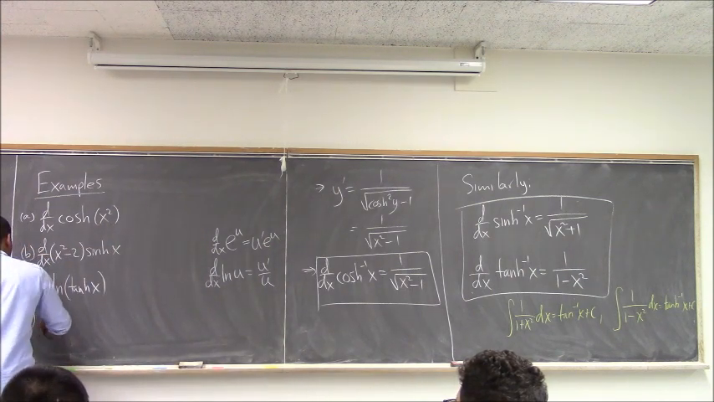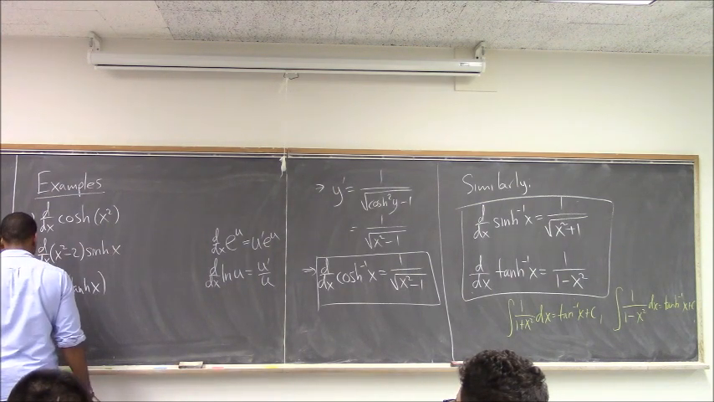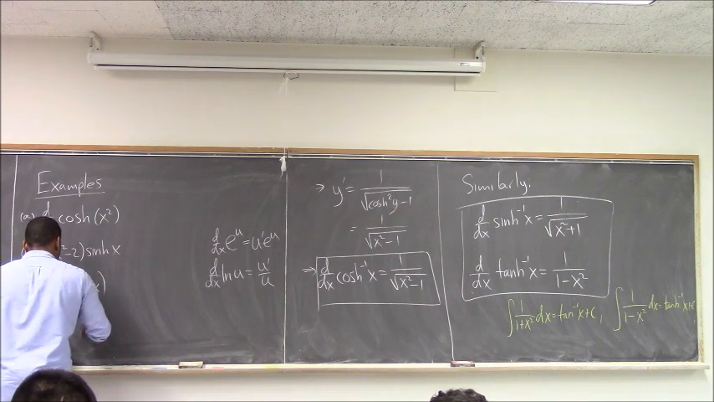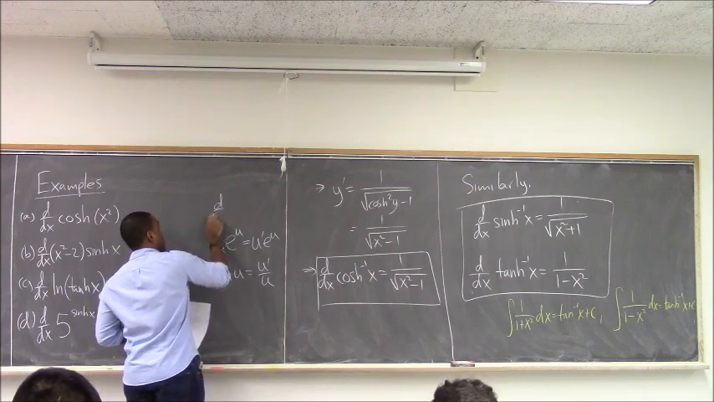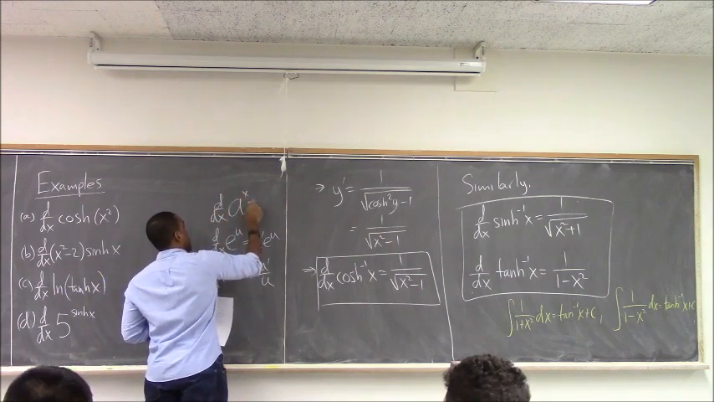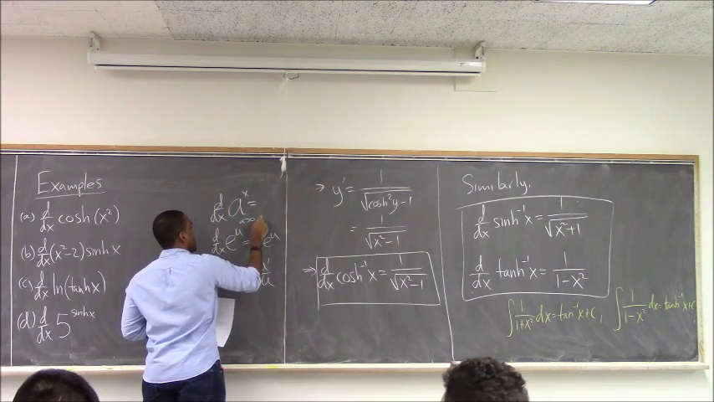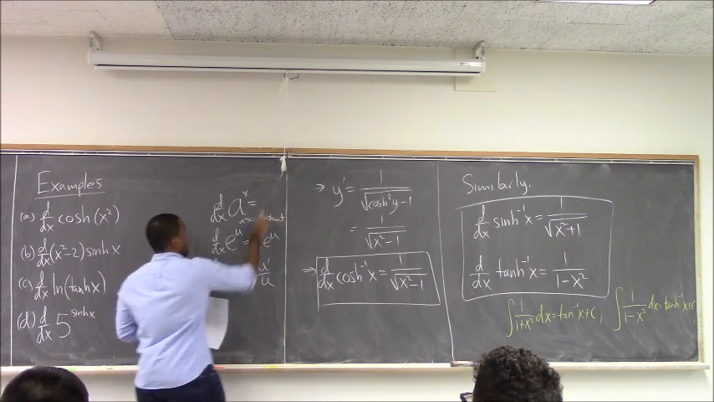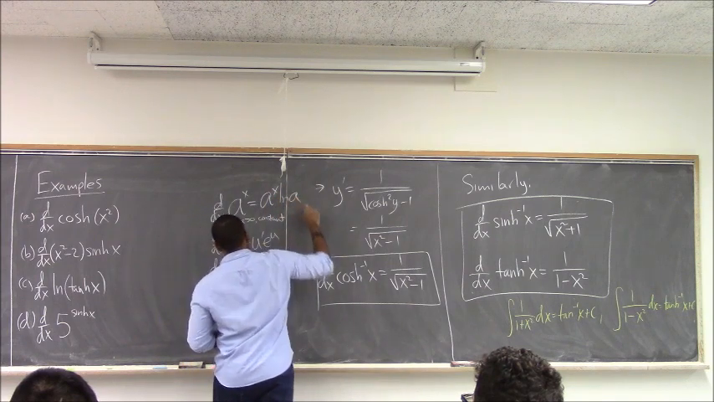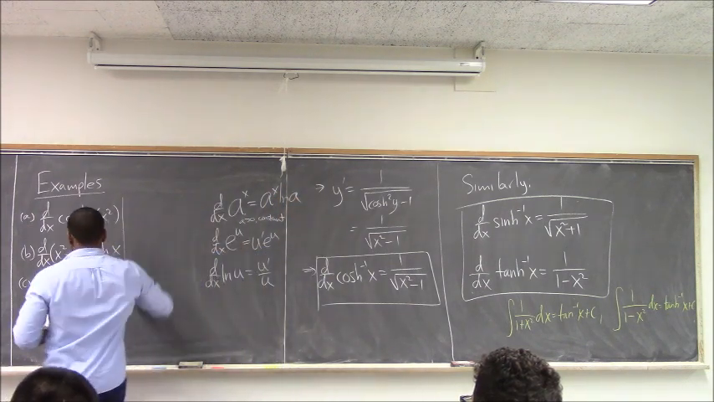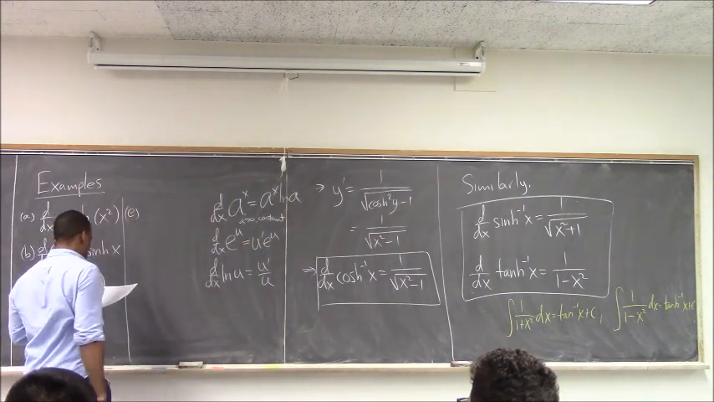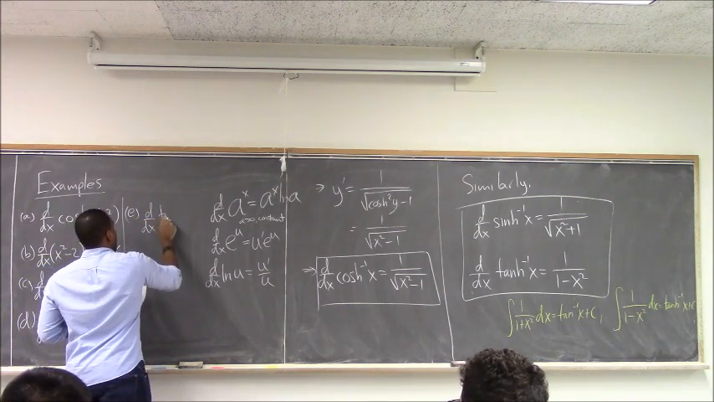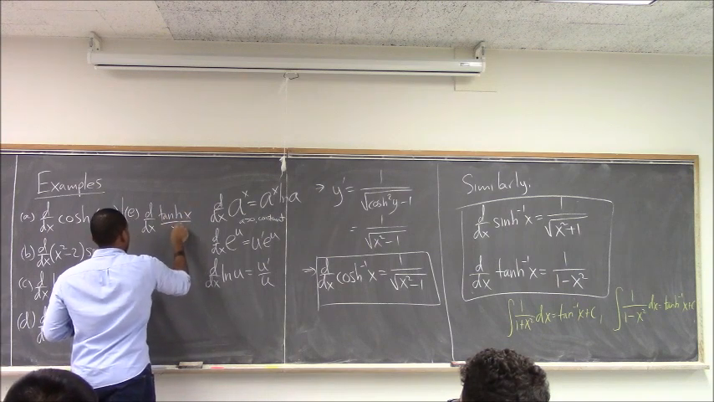D, d dx of 5 to the sinh x. What's the derivative of a to the x, where a is a constant, a greater than 0? A to the x, ln a. I expect you to know that. E, d dx of tanh x over x.